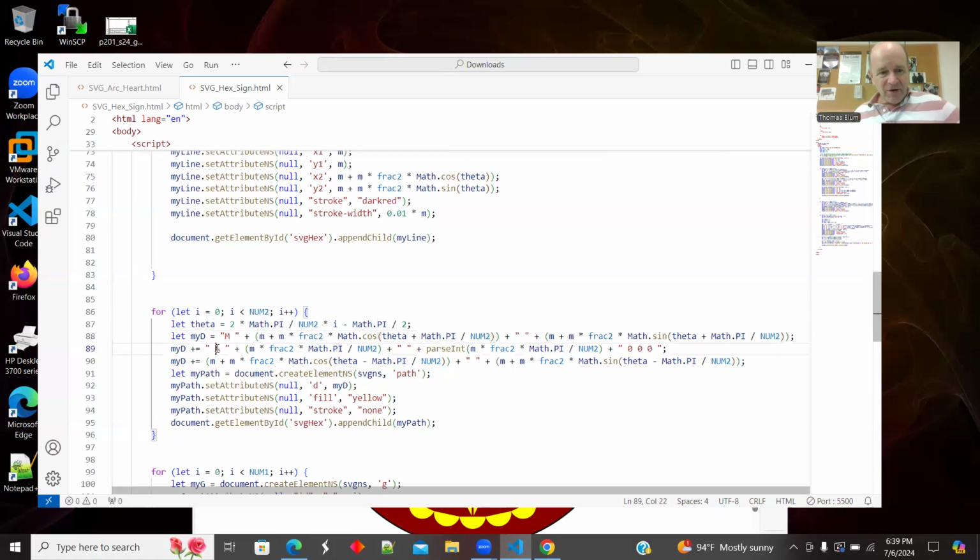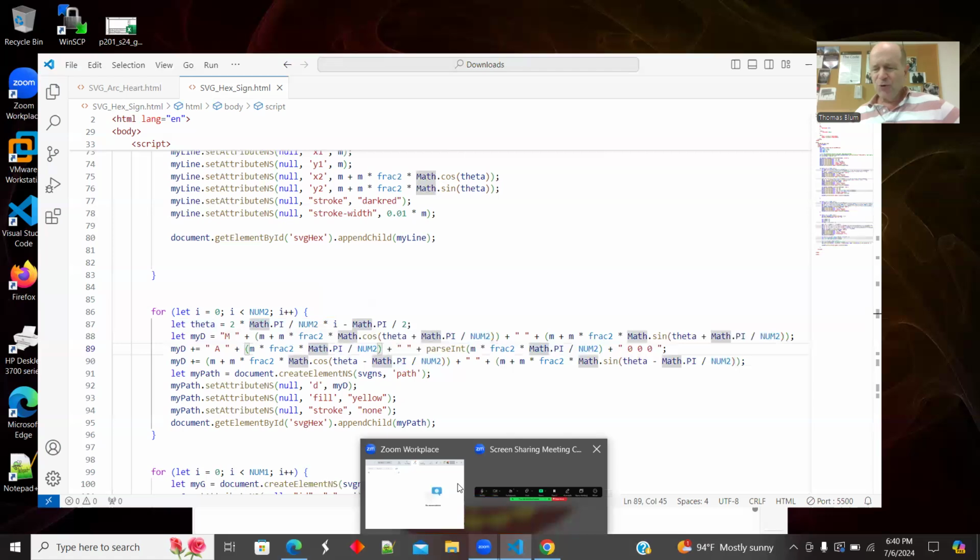It is again another arc, and this is the radius of that arc. I am taking my m, my regular size, and frac2. That is this radius of this sort of inner circle. I'm multiplying it by pi. So that's sort of my circumference for the most part. Actually, half a circumference. It's pi times that, and then I'm dividing it by num. So I'm taking my circumference, dividing it by 20.